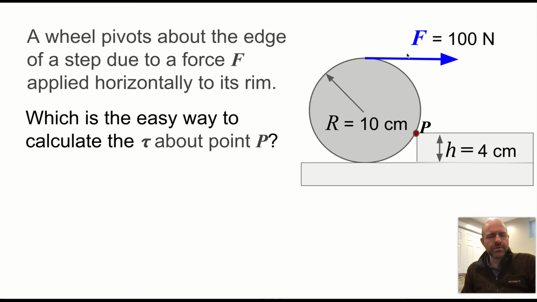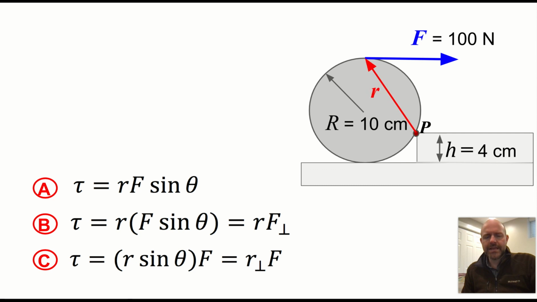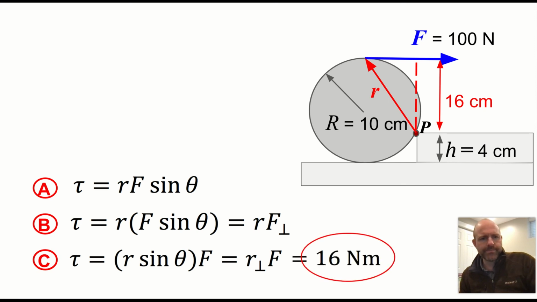If we apply this force horizontally to its rim, it's easier to think about this not necessarily in terms of r F sine theta, because that's a little bit difficult, but in terms of the moment arm in this case. Because there's the r vector that we care about now, it's just the amount of r that is perpendicular. That's a short distance, an easier distance to figure out. We know that the diameter of the circle is 20 centimeters. We know the height of that is 4. So we can pretty easily figure out that it's 16 centimeters there, allowing us to figure out the torque.